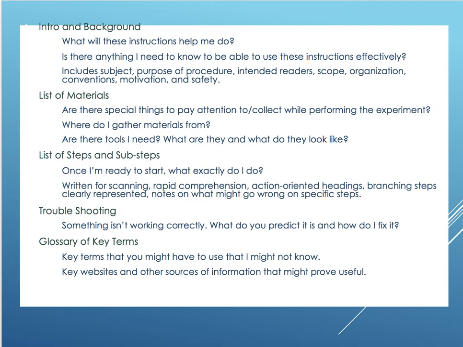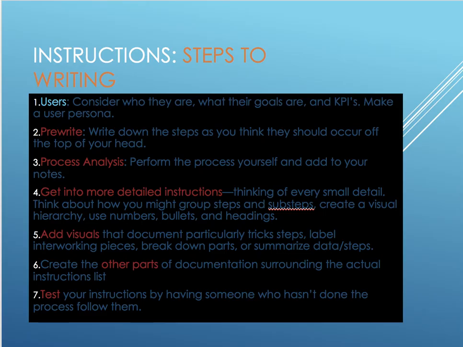And then you're going to have a troubleshooting guide. Something that might be common to happen, obstacles you can predict, things that could go wrong or that are common to go wrong and how they can fix them. And finally, a glossary of key terms, which is pretty self-explanatory. Key terms that you might have to use that the reader might not know. You can also put in this section any helpful websites or resources that the reader can use to better understand the process that they're doing.